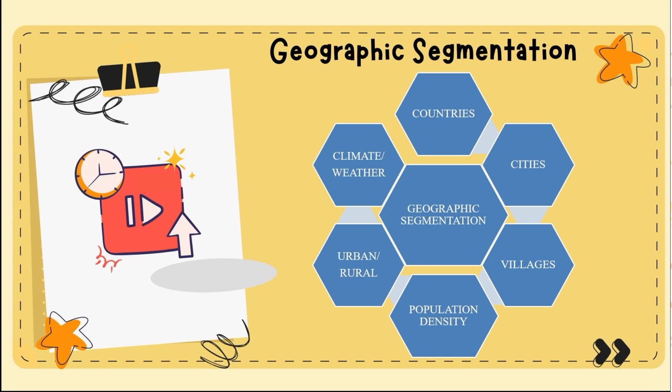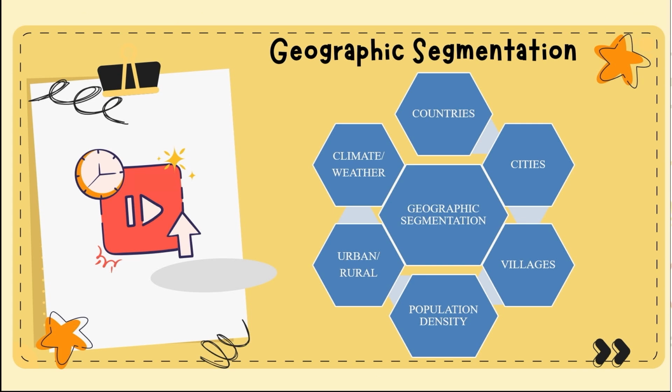Is it so? Don't you think so? So geography means the countries. You may find certain products are good in certain countries, certain products are not good in certain countries. It's possible. It's possible in terms of cities, maybe division of rural, semi-urban and urban population.